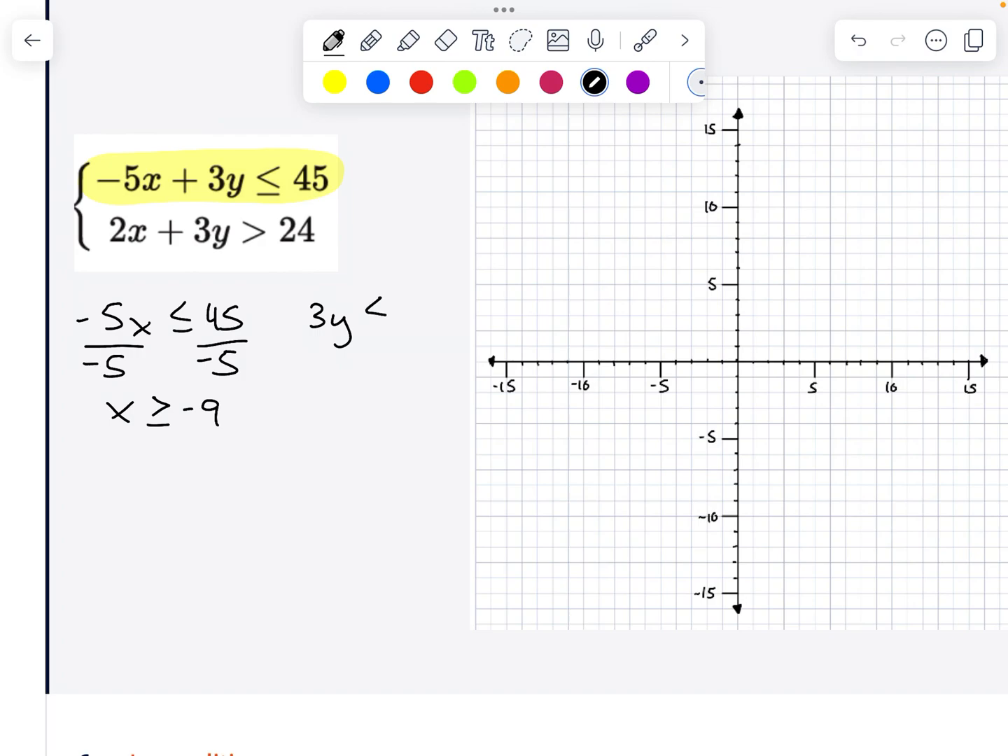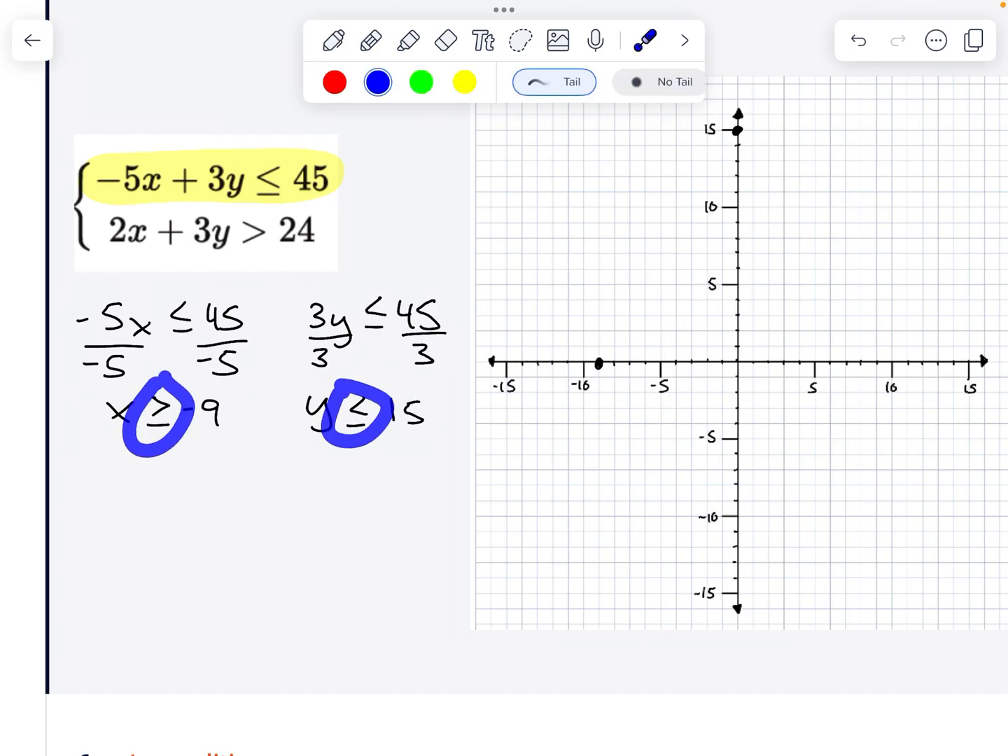Divide by a negative 5, which is our golden rule. So x is greater than or equal to negative 9. Then I'm going to do the other one, where it's going to be 3y is less than or equal to 45. Remember, if I plug in 0 for x, negative 5 times 0 is 0. So I'm left with just 3y is less than or equal to 45. Divide by 3. So y is less than or equal to 15.